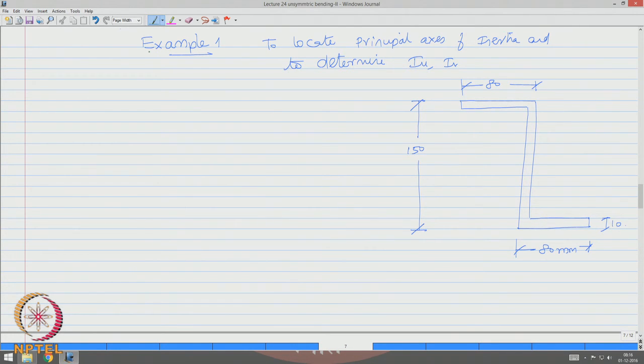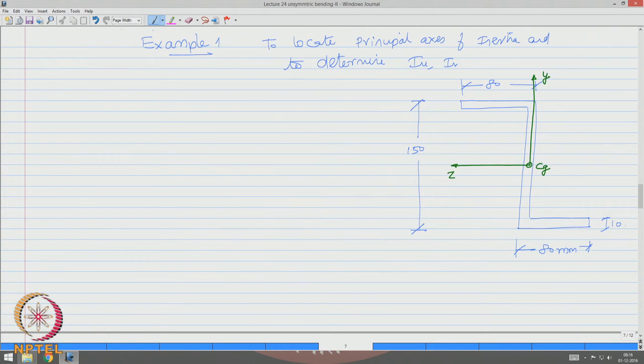So, this section has two axes of symmetry. Let us locate them. Let us say this is my z axis, and this is my y axis, and this becomes my Cg. Both these are axes of symmetry, but they are not principal axes of inertia. We need to locate them for this given problem.